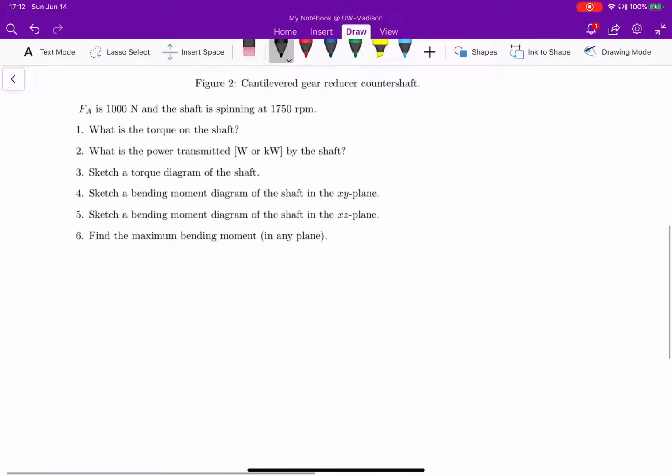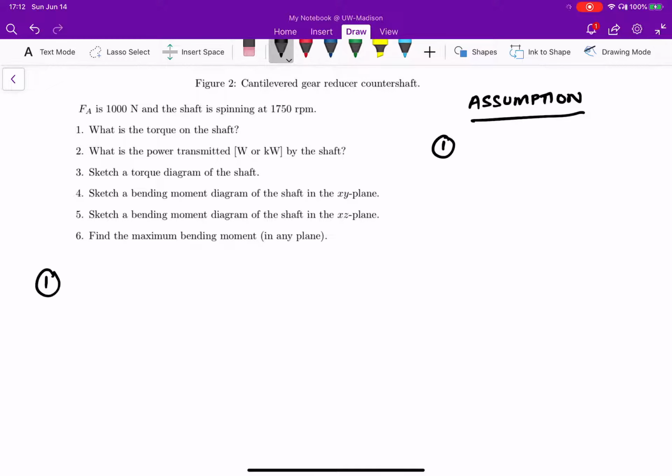So that's our first part. What is the torque on the shaft? And again, we can make a list of assumptions. So the first assumption I'll make here is net torque is equal to 0. And that's because we have no rotational acceleration.